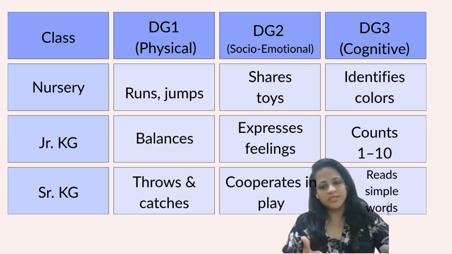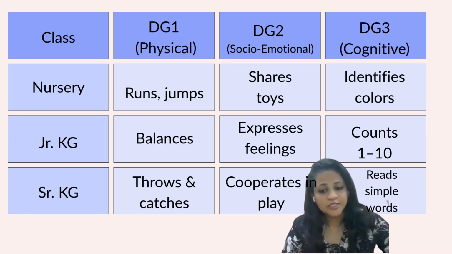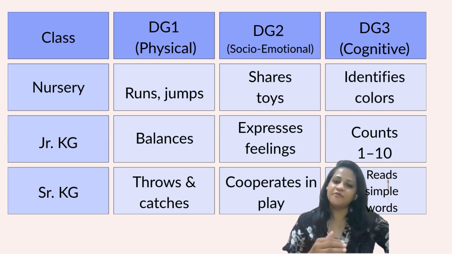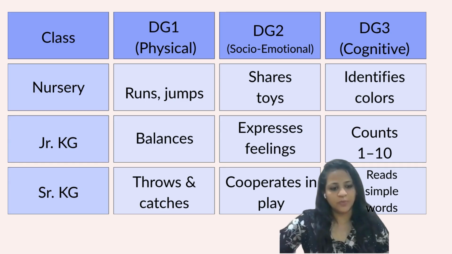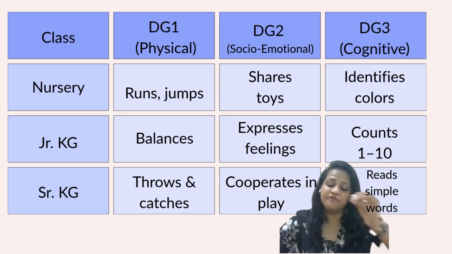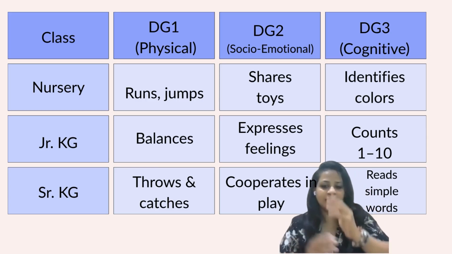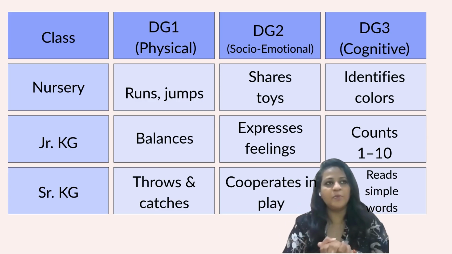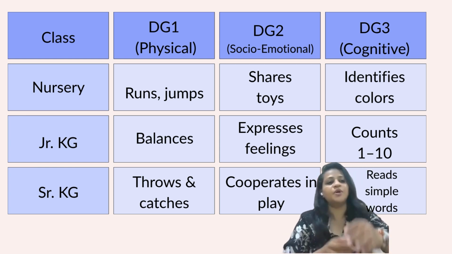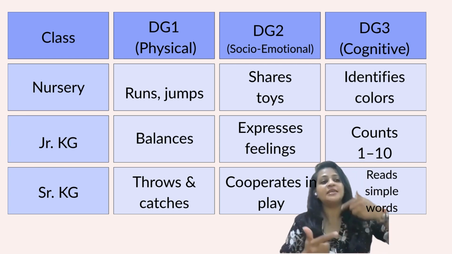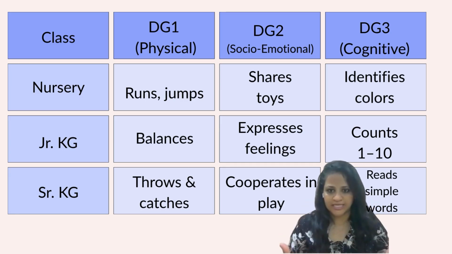Here I have put across a table in which you can see, from class nursery to senior KG on the first slide, and then grade 1 and grade 2, the progress: how we look into all these developmental goals, and what criteria we look into. For example, for nursery, DG1, the physical goal, we want to assess whether the child is able to run properly. Does the child jump? There are gross motor skills that we want.